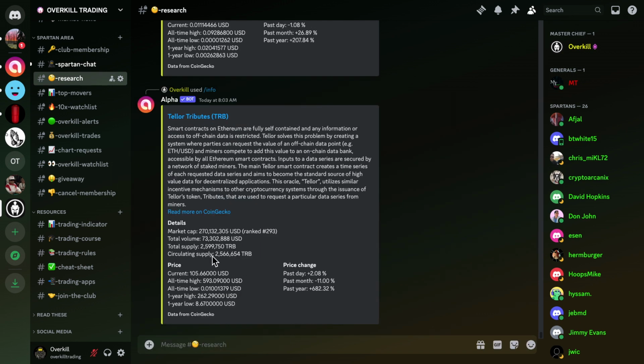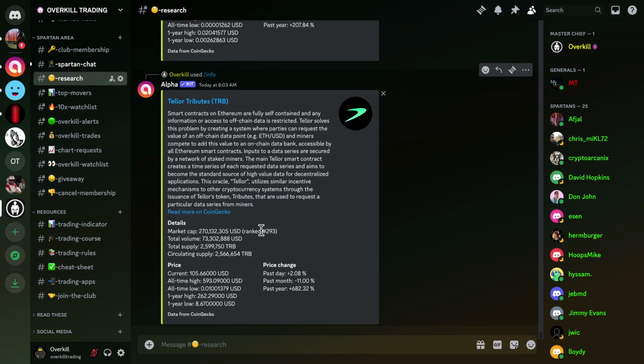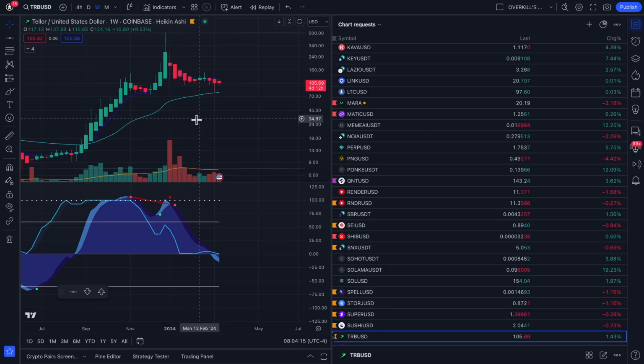Teller Tributes. Be a low market cap. Okay, 270 billion or 270 million. Smart contracts on Ethereum are fully self-contained, and any information or access to off-chain data is restricted. Teller solves this problem by creating systems where parties can request the value of an off-chain data point, and miners compete to add this value. Okay, $270 million market cap. That's really all we care about.